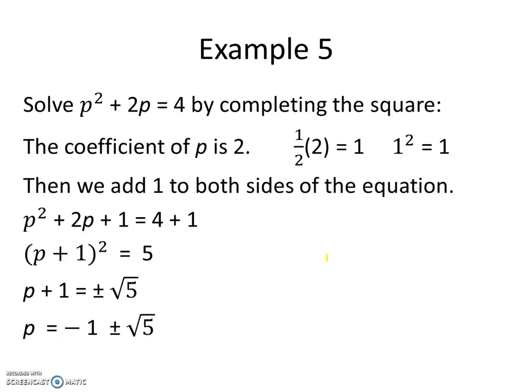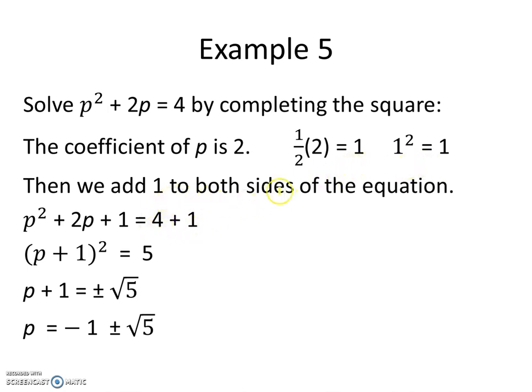On example 5, they switch gears a little bit, and they talk about completing the square. When we complete the square, we make the quadratic a perfect square. So let's do it. First of all, we look at the coefficient of p, better known to us as b. It is 2. You always take 1/2 of the coefficient of the variable. 1/2 times 2 equals 1, and then you always square it. So 1 squared is still 1.